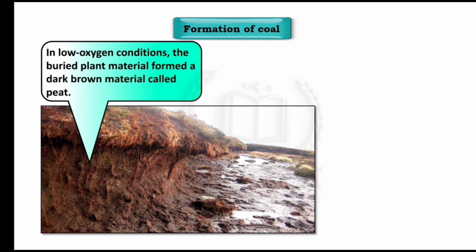In low oxygen conditions, the buried plant material formed a dark brown material called peat. So where there is a low oxygen condition, the buried plant material forms a dark brown material, and that is called peat. See the image here.